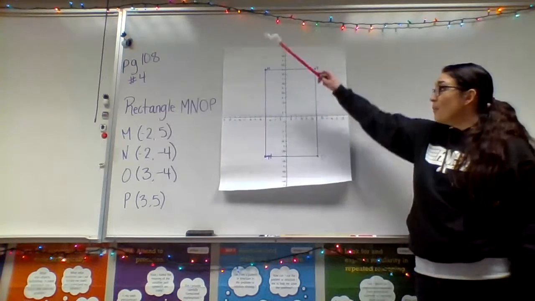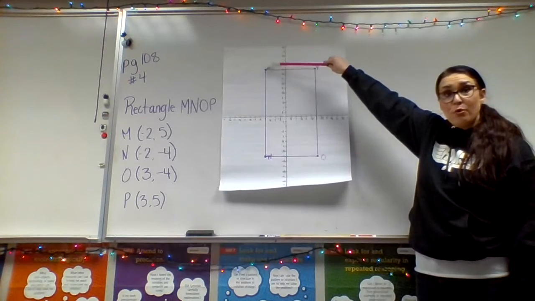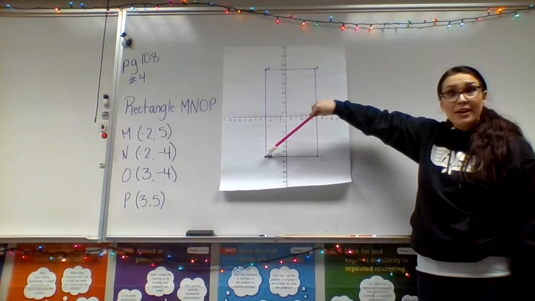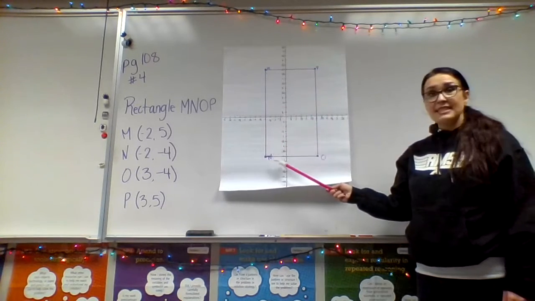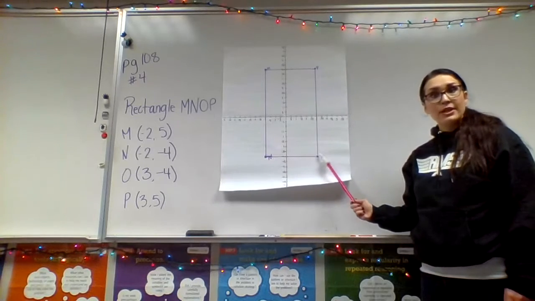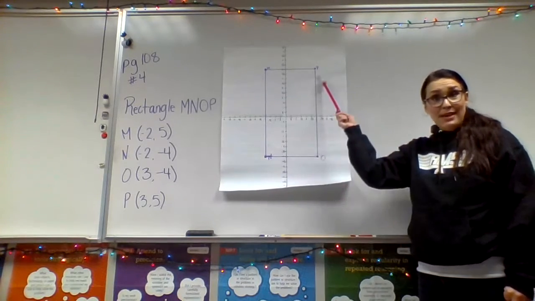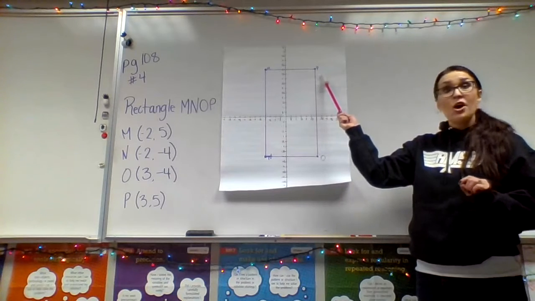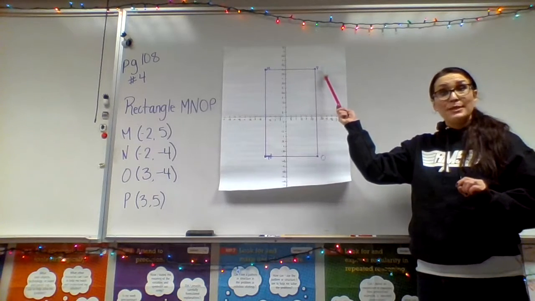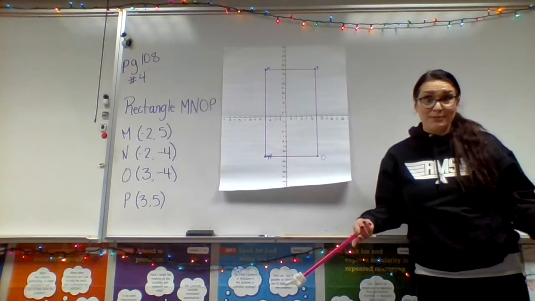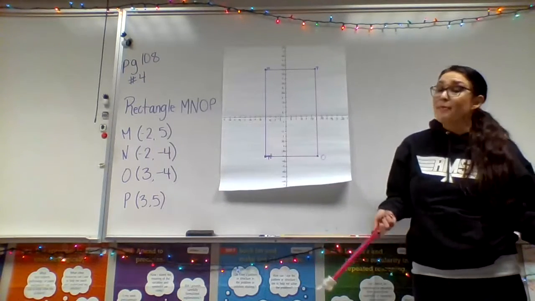What I want to do is find, well, what is the distance between point M, which is up here, and point N, which is right down here? And then, what is the distance between point N and point O? And then, what's the difference between O and point P? And last but not least, what's the distance between point P and point M? And once I have those numbers, my friends, then I'm just going to add them up, and that will give me my perimeter.